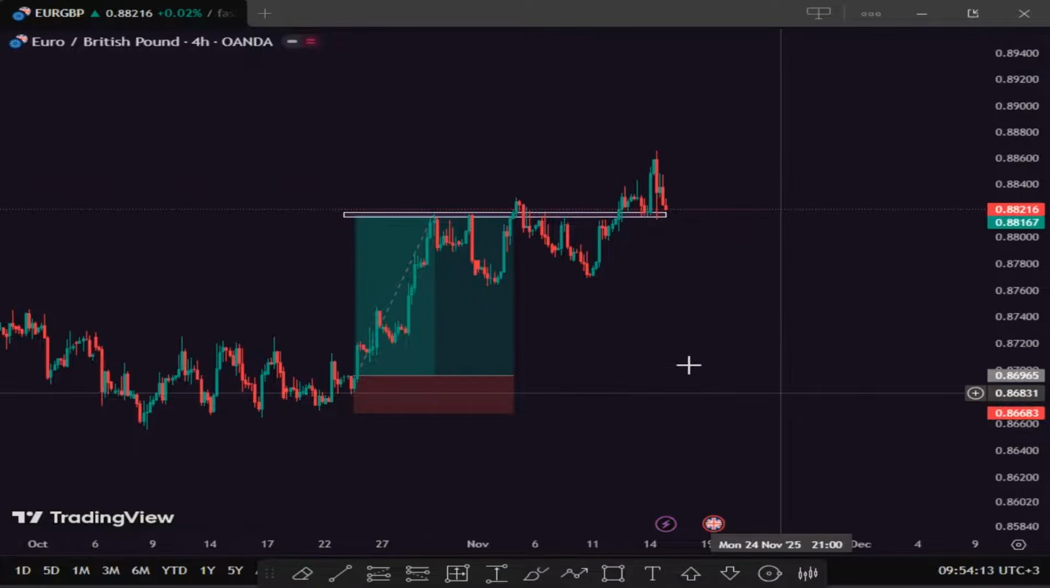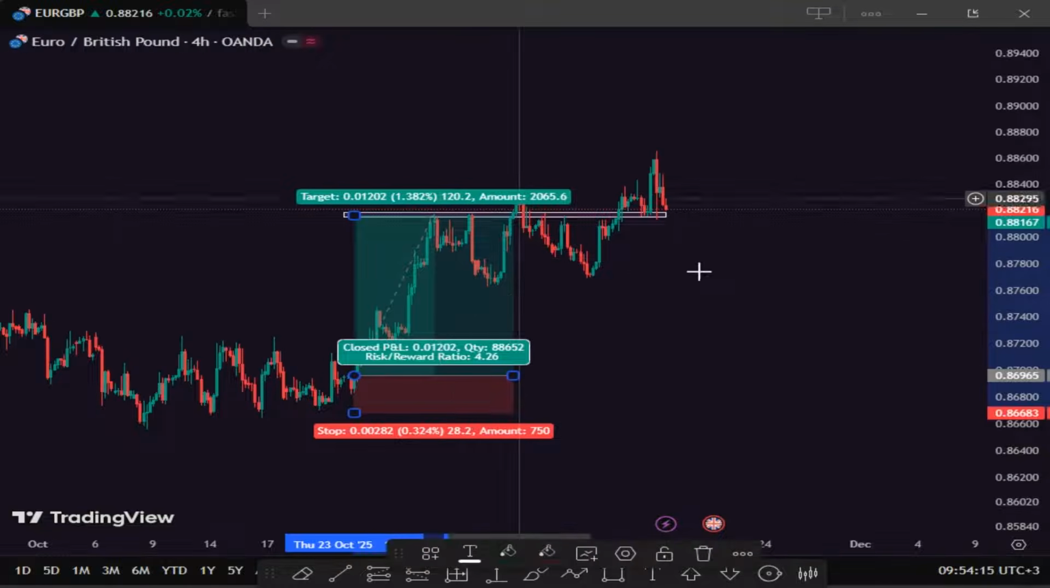Now if you move your cursor right here, let's just click right there. Now if you look at this, it is very simple. Look at this, we have the risk to reward ratio.